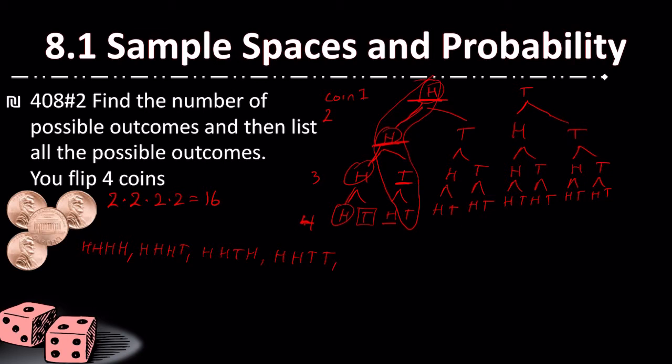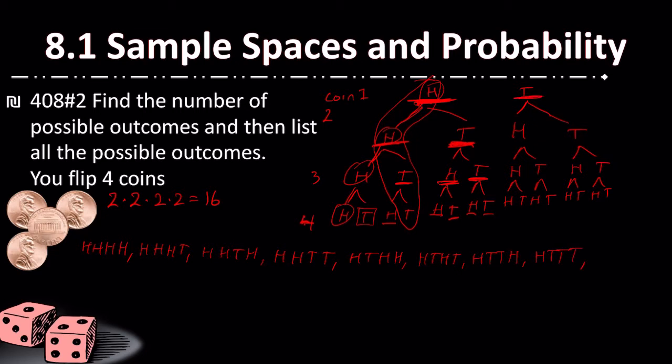Well, now we're over here, so we have head, tail, head, head. Head, tail, head, tail. Head, tail, tail, head. Head, tail, tail, tail. Okay, that's our first 8.